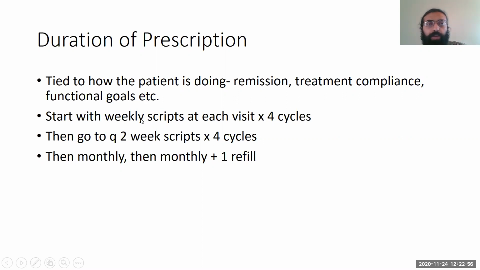Once the induction is done, we might do weekly scripts at each visit for 4 cycles, then go to every 2-week scripts for 4 cycles, then monthly, and then maybe monthly with a refill for some of our more stable patients.